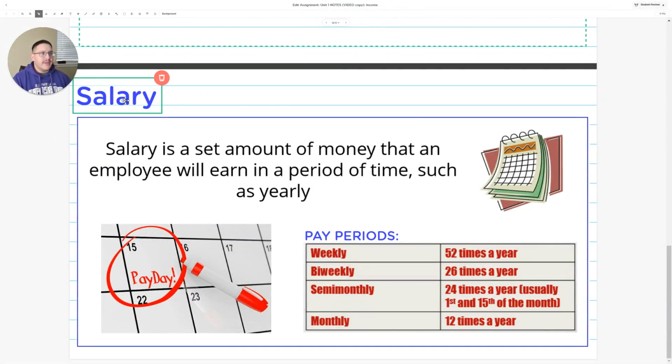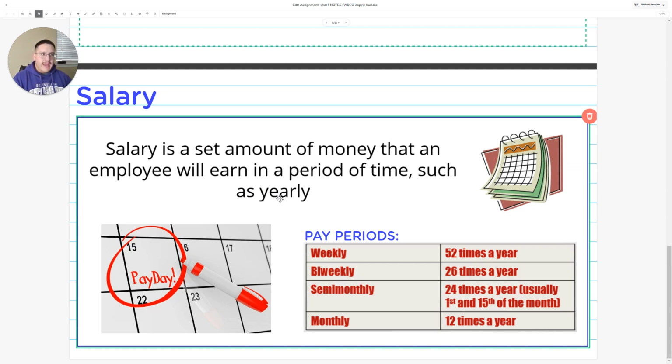Let's start with salary. Salary is a set amount of money that an employee will earn in a period of time, such as yearly. Most of the time, salary is done yearly. You're going to be given a yearly salary that's then broken up into different pay periods. And it depends on your employer, what they prefer to do.